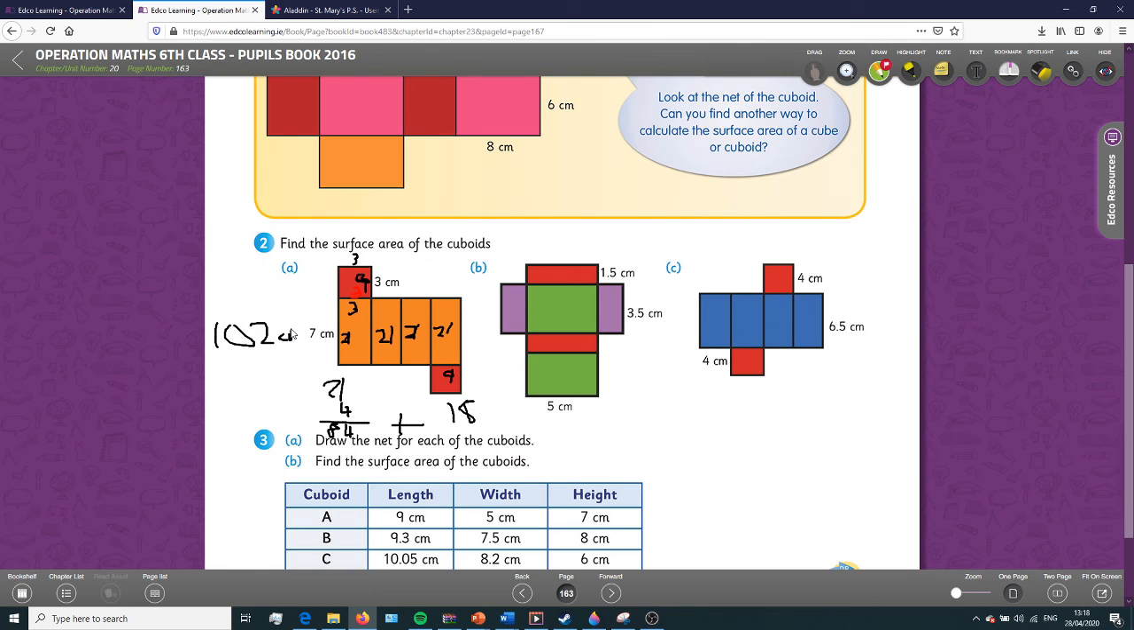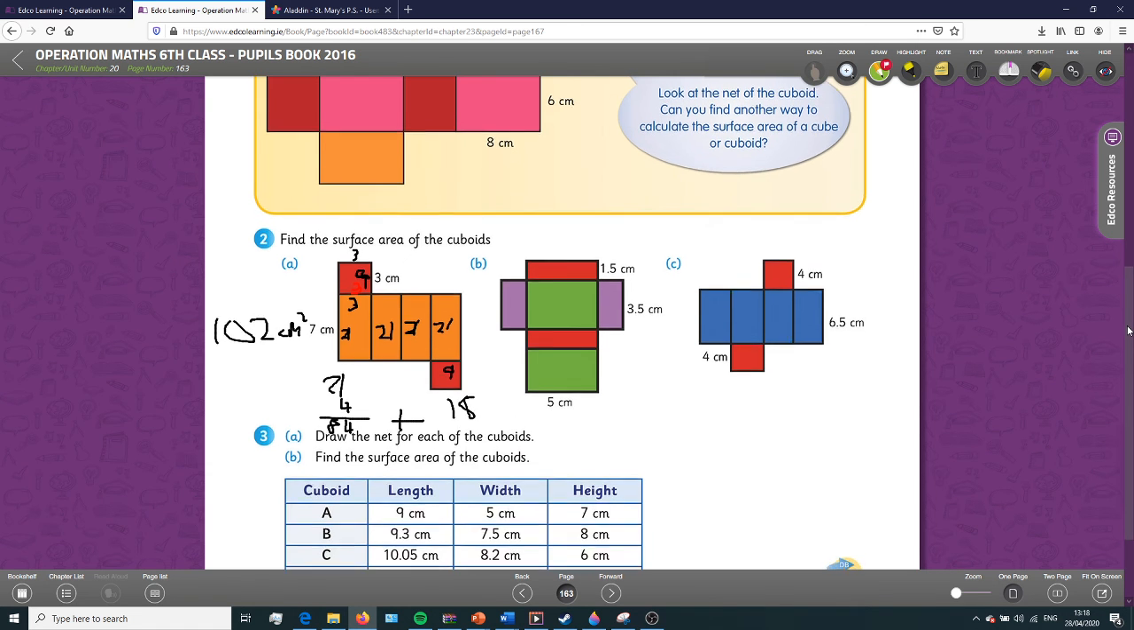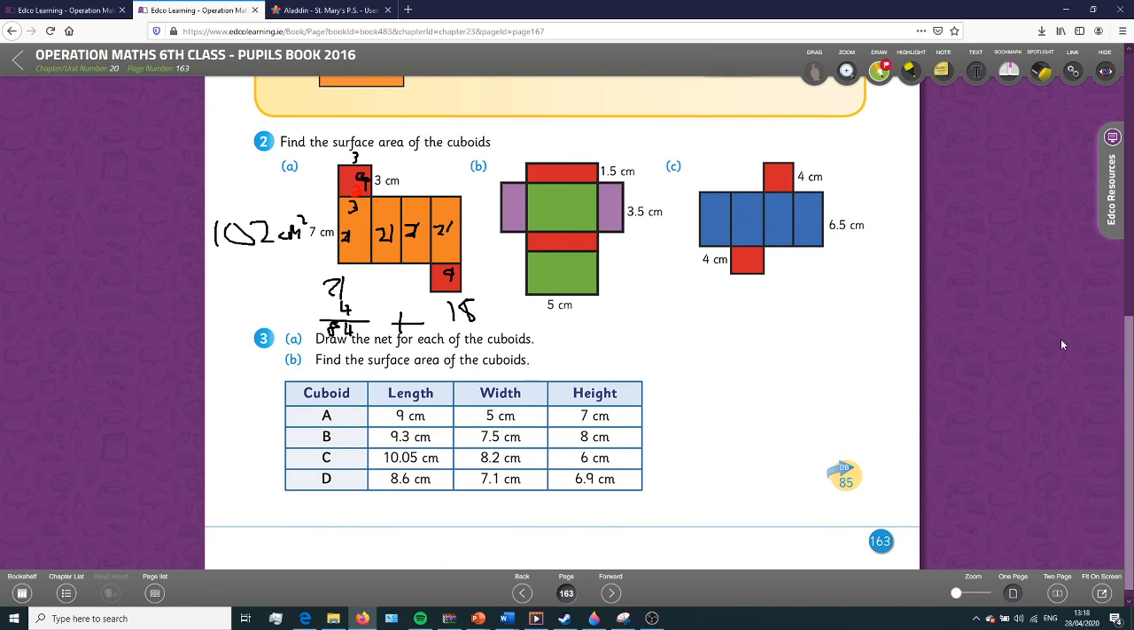centimeters squared. Did I get that right? Let me check that in my head. So 102 centimeters squared.